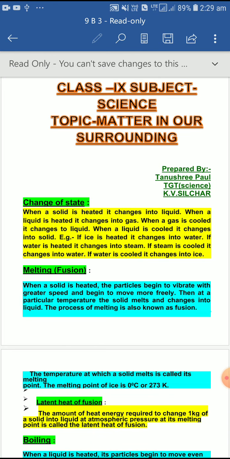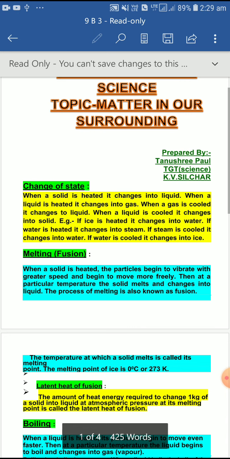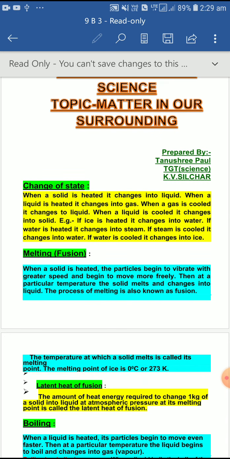Suppose take the example of ice. Ice is a solid. When it starts melting, it converts into liquid, that is in the form of water. When that water is heated, it converts into gas in the form of steam. If steam is cooled, it again changes into water. Again that water, if we keep in the fridge, it changes into ice. That means with the help of water we can perform the six.